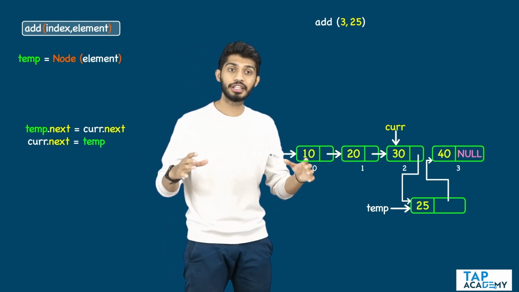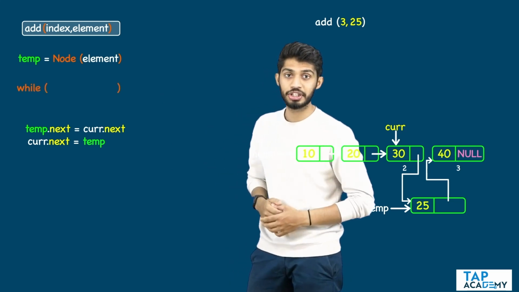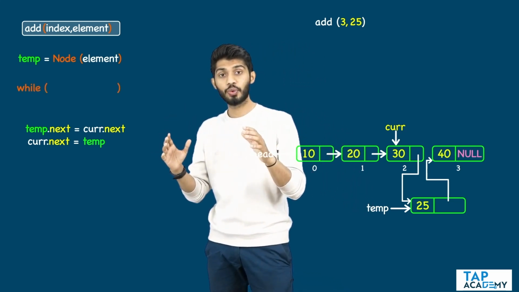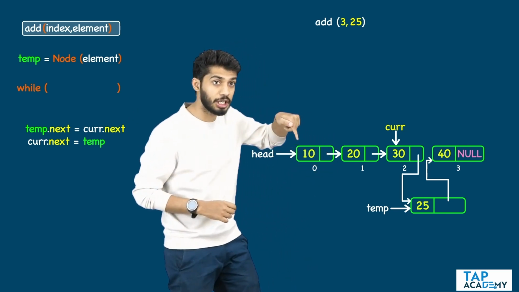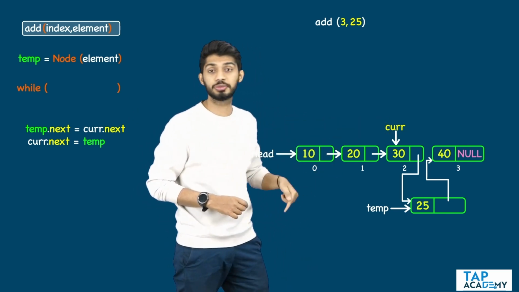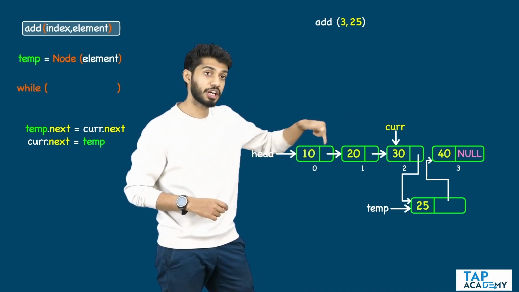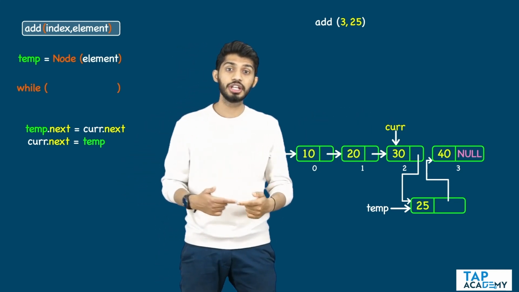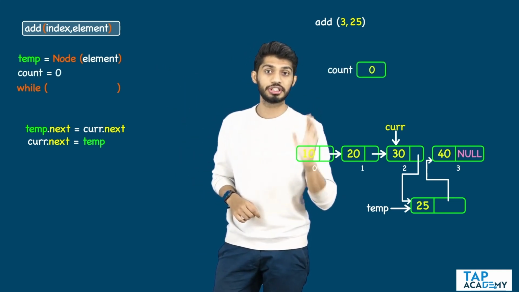Now, how do I write the logic? I write the logic in a simple way. First, let me write a while condition. Before I write the while condition, I need to initialize one more variable because I need to keep track of how many times I am moving this. Means I need to keep track of the count, how many times I am moving the current. For that reason, I will introduce a variable called count, where the value of count will be 0.